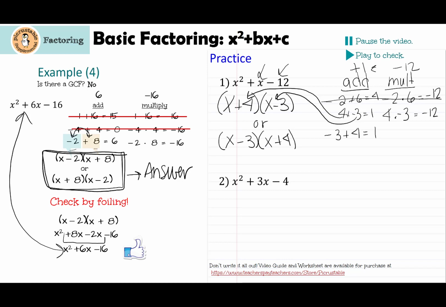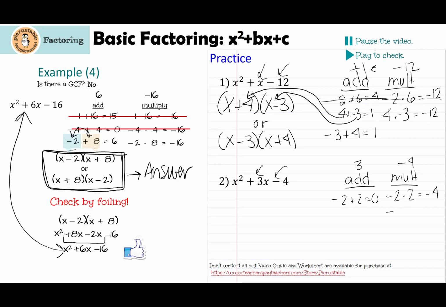Let's look at our next one. Once again, we ask, is there a greatest common factor? Well, we have a 1, a 3, and a negative 4. No. We need to figure out our multiplication. So we want to multiply to negative 4, and we want to add to 3. I know that negative 2 times 2 is negative 4, but negative 2 plus 2 is 0, so that's not going to work.